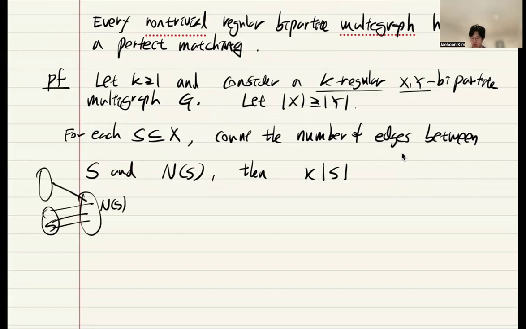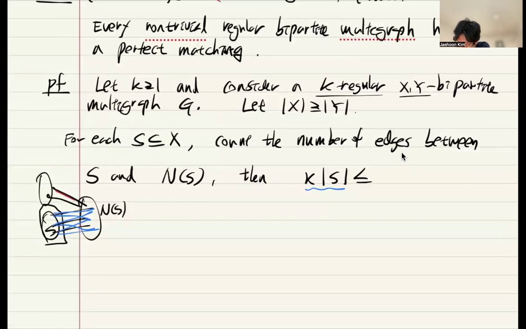On the other hand, N(S) may send some edges outside. So these blue ones are here. And if we count all the edges incident with N(S), this red part is almost k times the size of N(S). Again, each vertex here has degree k, so you count k for each vertex. And then this counts all these blue edges, as well as something else, it might count more. So this inequality holds.